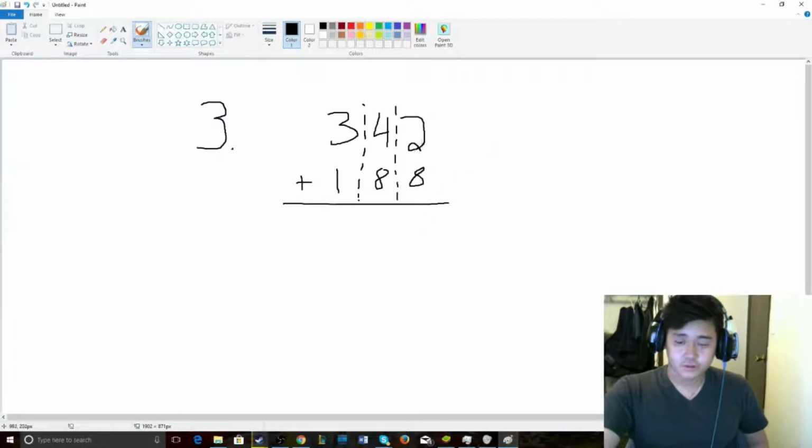Alright, so 2 plus 8 is 10, so put the 0 down here, and the 1 up here, and now we have 1 plus 4, which is 5, and then 5 plus 8, which is 13. So we bring the 3 down here, bring the 1 up here, and now we have 1 plus 3 plus 1, and that'll give us a 5. So the answer for number 3 would have been 530.